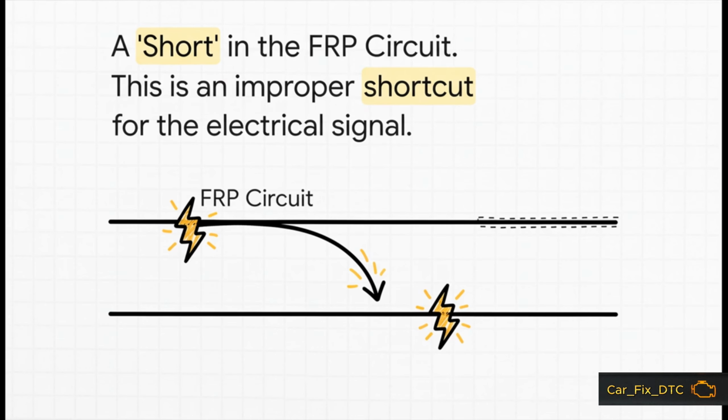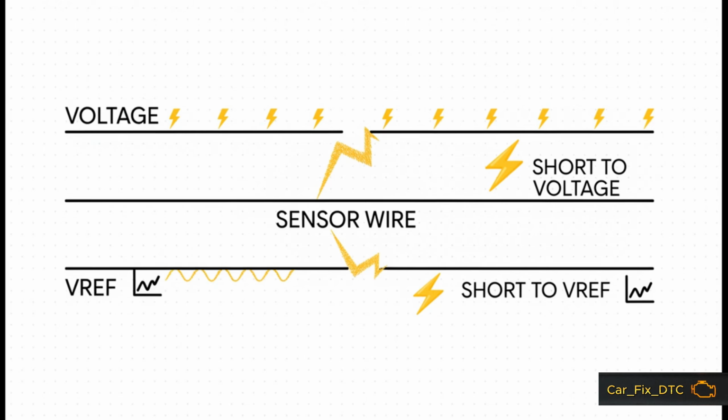A short in the FRP circuit. If an open circuit is a broken track, a short circuit is when the electricity takes a dangerous shortcut it's not supposed to, jumping over to another wire where it doesn't belong. And that can cause all sorts of chaos and confusing signals. Now, we're looking for 2 types of these shortcuts. A short to voltage means the sensor wire is accidentally touching a wire with full battery power. A short to VREF means it's touching a specific low-voltage reference wire. Think of VREF as the computer's special, super precise measuring stick.